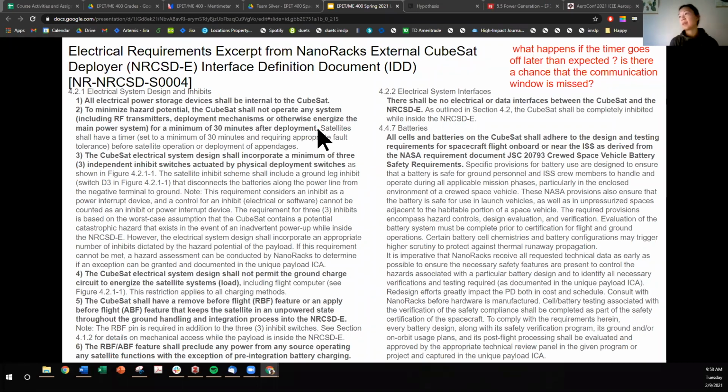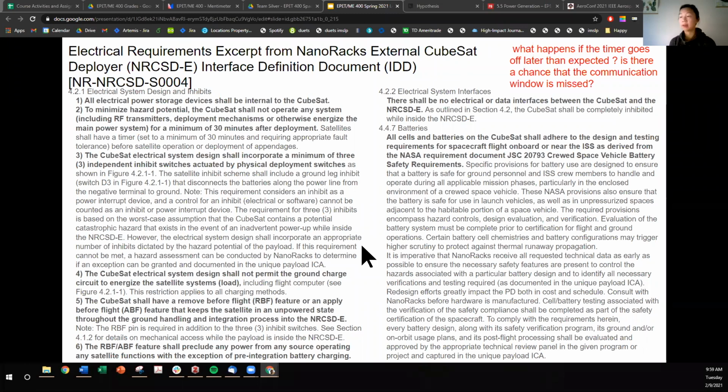Another requirement, the CubeSat electrical system design shall incorporate a minimum of 3 independent inhibit switches actuated by physical deployment switches. So yeah, this one is repeated, and it goes further to say by physical deployment switches. Next one, the CubeSat electrical system design shall not permit the ground charge circuit to energize the satellite system's load. Next one, the CubeSat shall have a remove before flight feature or an apply before flight feature that keeps the satellite in an unpowered state throughout the ground handling and integration process.